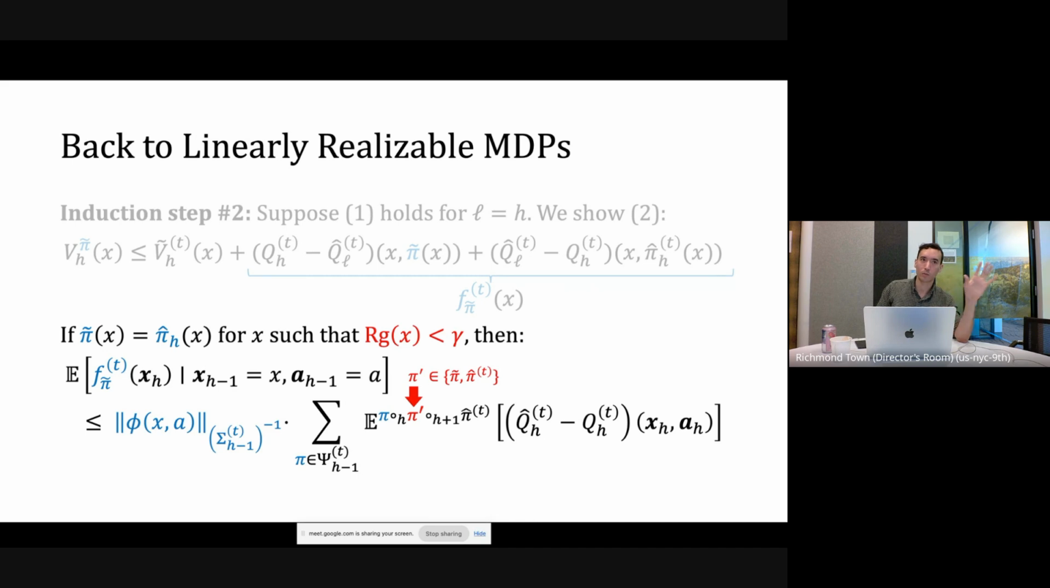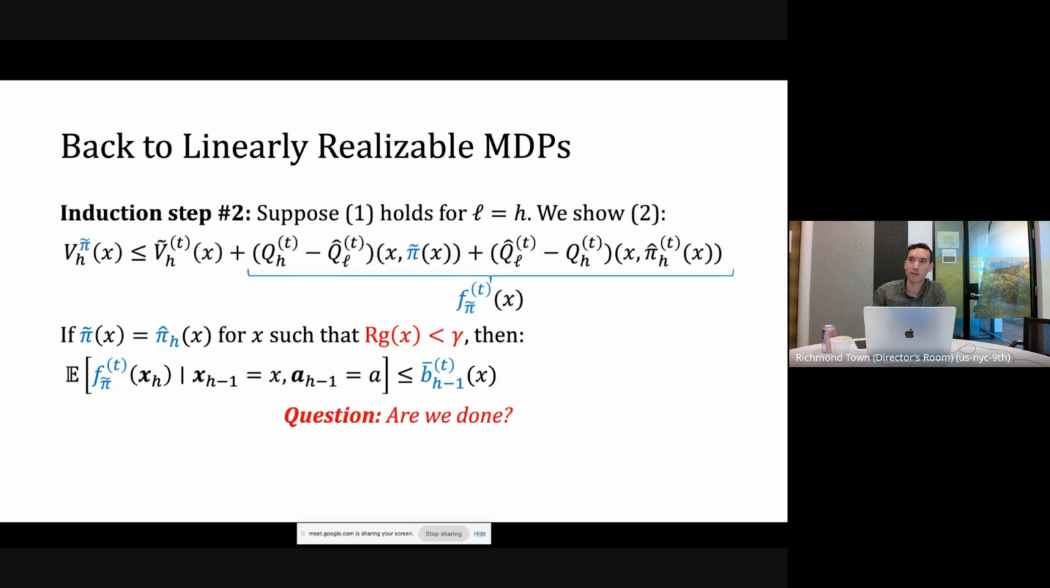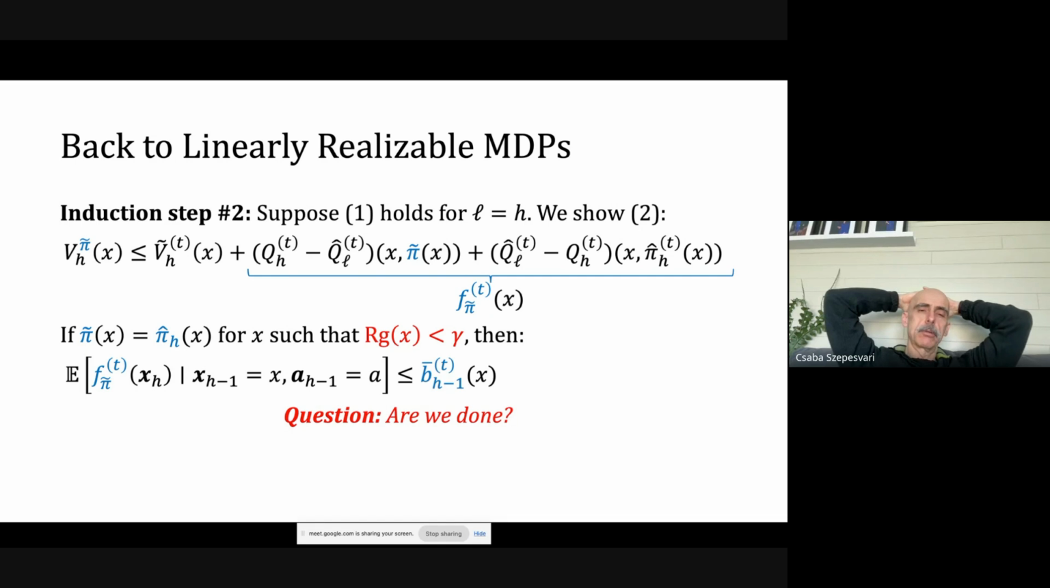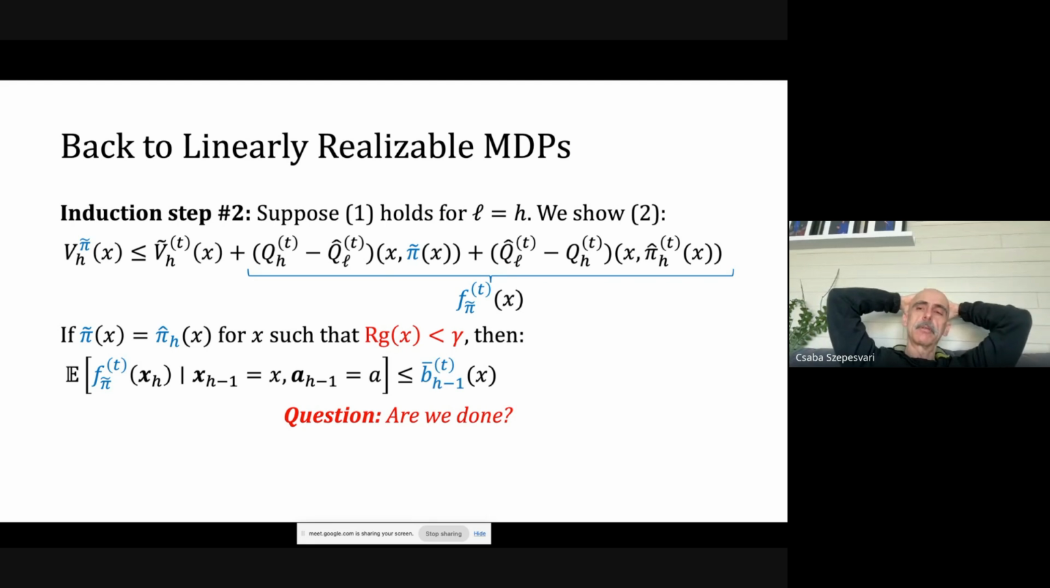I hope I convinced you that by changing the benchmark policies, you can do this change of measure again by going one step backwards, to h-1. And so you can write this as follows. There's still an issue here. What is the issue? We managed to bound this f by some bonus at the previous layer. So is this it? Are we done? Well, this bonus better not be larger than the bonus that we had at this stage. We want the bonus at the current stage, not the bonus of the previous stage.